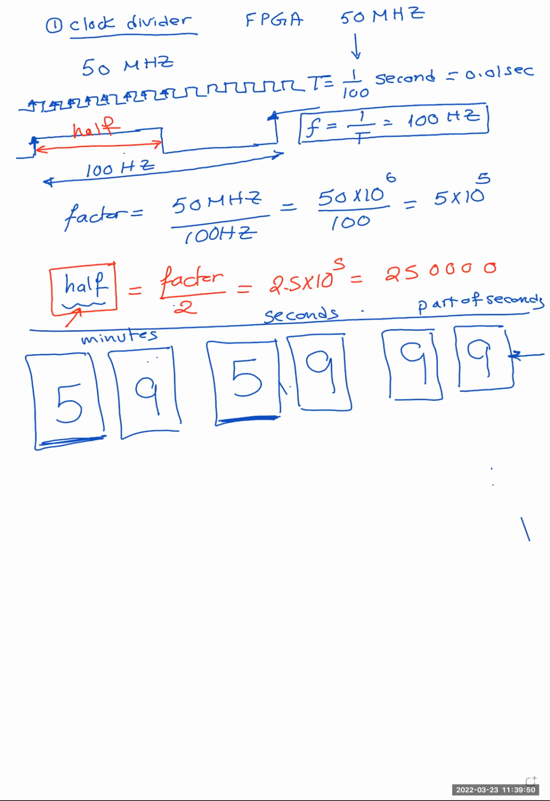My count is going to start 0, 1, 2, 3, 4, all the way to 99. Once it reaches 99, I need to send a flag. I'm just going to call it a flag. I need to send a flag to the second to say, now you can start counting.